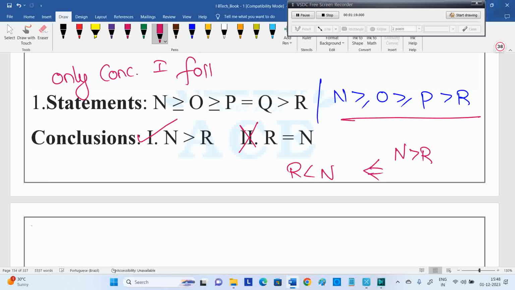They'll give the options below, 5 options: only 1 follows, only 2 follows, either 1 or 2, neither 1 nor 2. Neither 1 nor 2 means both wrong. Both 1 and 2 follow, like that. Here only the first one is true. You can draw the diagram also, as we already demonstrated how to draw the diagram. You can try in that fashion as well. But whatever diagram you try with these variables, 100% sure between N and R you will get the relation N is greater than R only. Right. Next one.